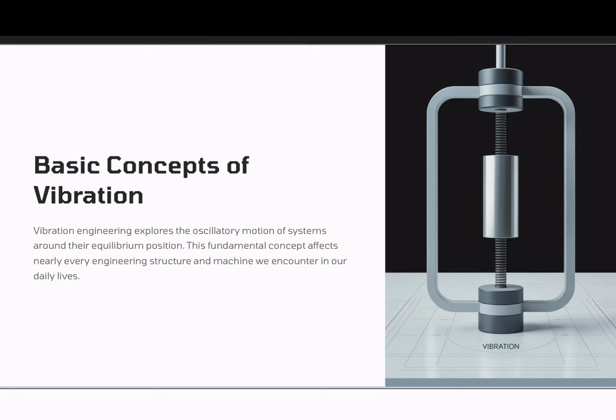Okay? Vibration, in a simple way, is oscillatory motion of a body around an equilibrium position. What does that mean? That means when a system moves back and forward repeatedly, like maybe a pendulum swinging or a car suspension bouncing after hitting a bump, something like this. This is vibration, okay? You see vibration all around you.